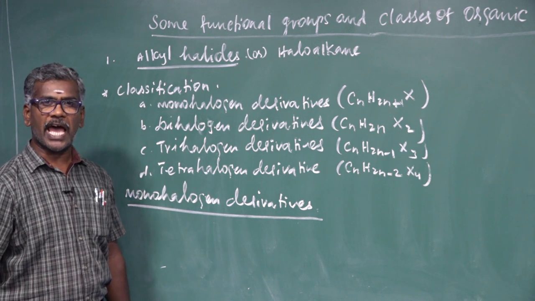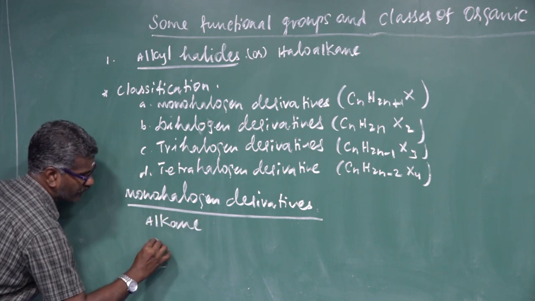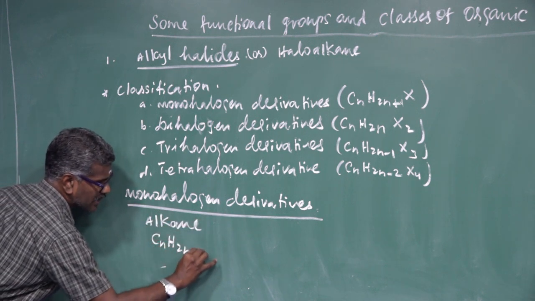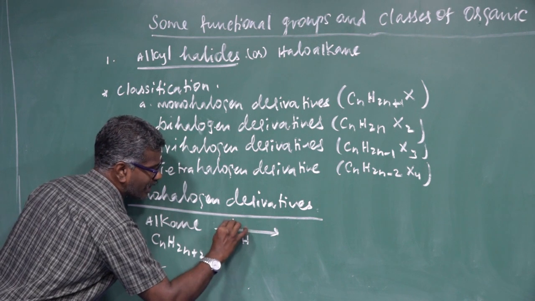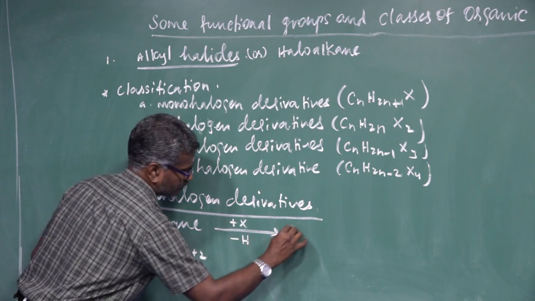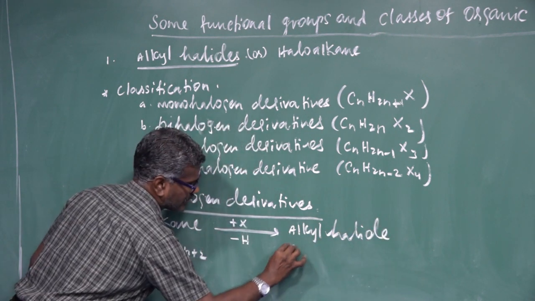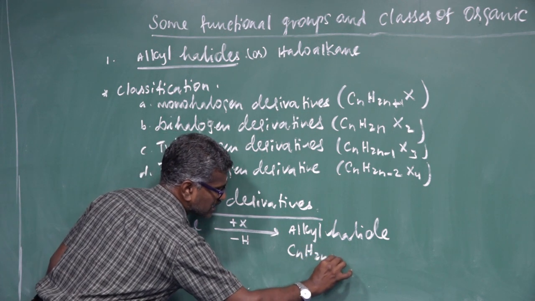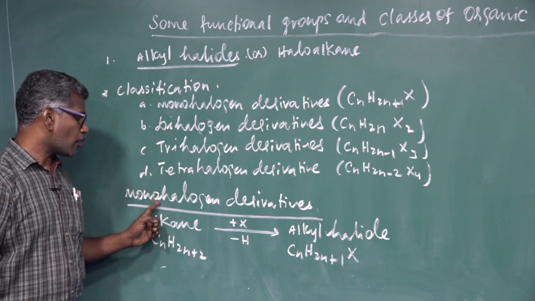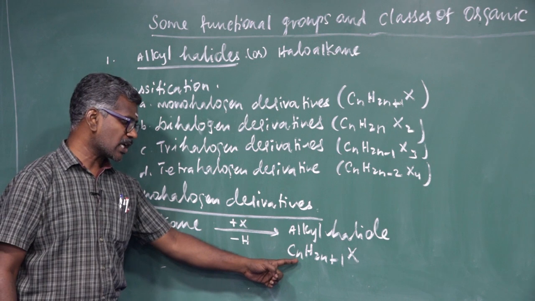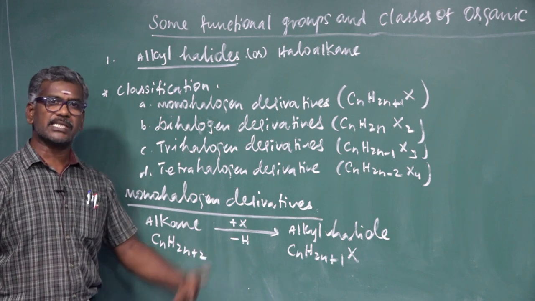What is the meaning of monohalogen derivatives in alkane? The molecular formula of alkane is CnH2n+2. One hydrogen is replaced by one halogen. That is CnH2n+1X. This is the meaning of monohalogen derivatives. What is the molecular formula? CnH2n+1. The compounds involved we will discuss later.